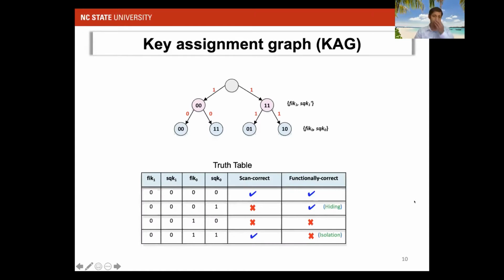So how does SeqL work? Essentially, SeqL works in a way where you're trying to hide the key and also isolate the key from the functional operation. To understand SeqL, we can represent the keys using a key assignment graph, KAG, where the root node is a dummy node and the first level is the end of the scan chain.